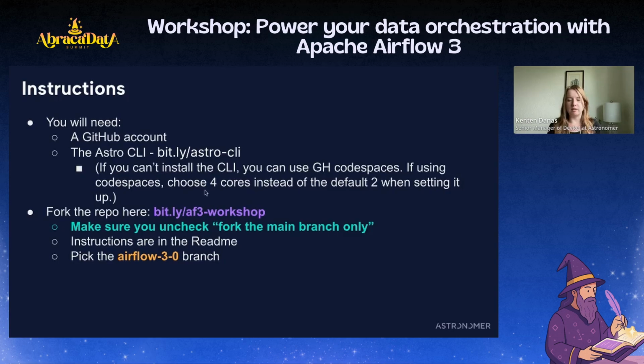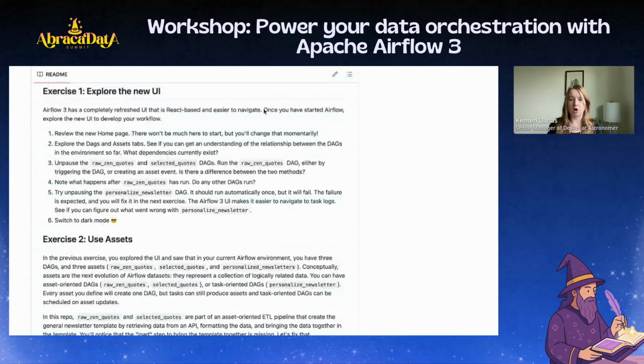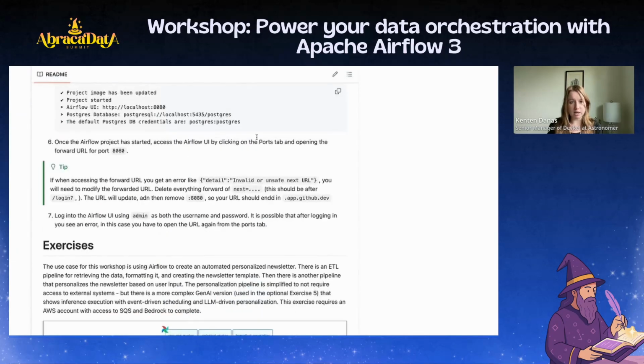Again, I'll just note this is in the README, but folks often miss this. If you are going to use Codespaces, you need to make sure to choose 4 cores. It will default to 2, and that will not work. So you definitely need to use 4 there. So again, that is a backup option if you don't want to use the Astro CLI. If you are going to use the Astro CLI, all you have to do is fork the repo and then clone it locally, and then run Airflow using astro dev start. Again, all of the instructions for this are in the repo README.